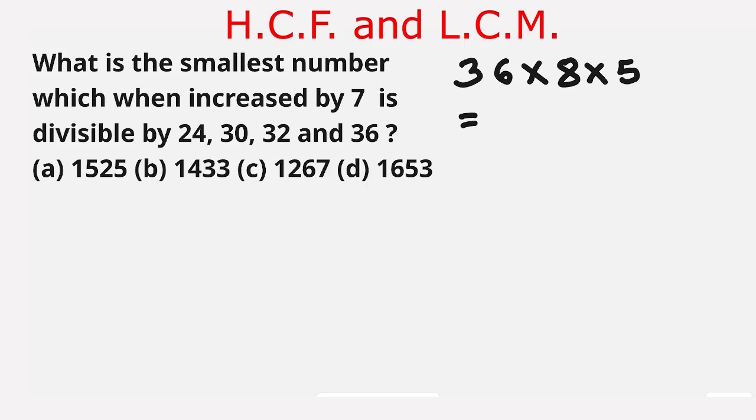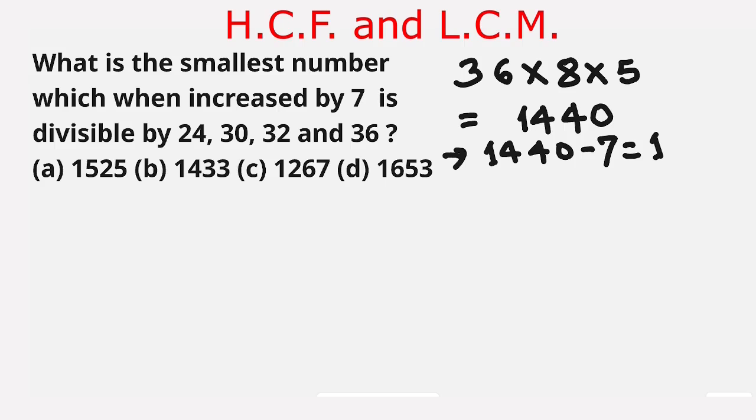8 times 5 is 40. We put 0 of 40 at the end, and 36 multiplied by 4 is 144. So our number is 1440, and our answer will be 1440 minus 7, as we have to subtract 7 to satisfy the given condition in the question. So this becomes equal to 1433, and this is our answer, which is option B.